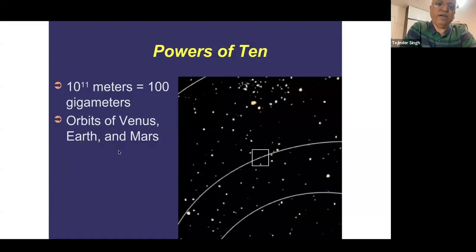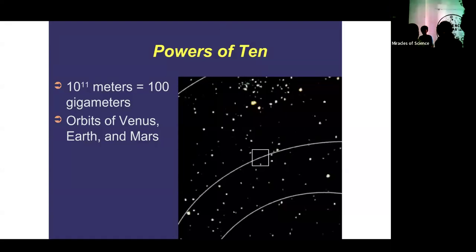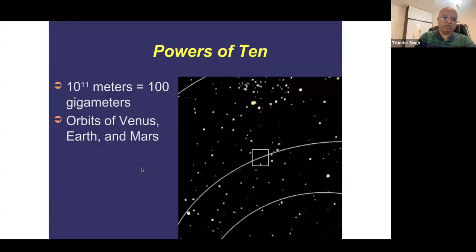How many zeros have we added so far? 11. Yeah, we have added 11 zeros, and we have still not crossed the solar system. You see, we have still not reached the full solar system, even though we have added 11 zeros, 10 to the power 11, and we have still a very long way to go.